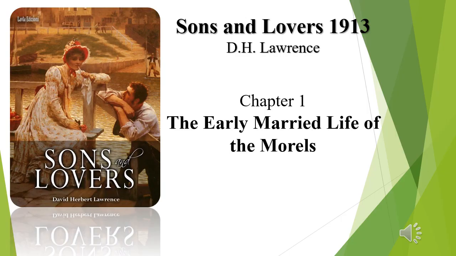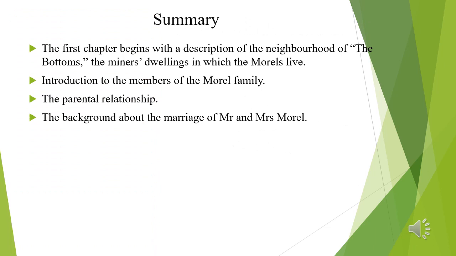So, this lecture is going to be about Chapter 1 and the early married life of the Morels. So, let's get started. As a literary technique, the novel is told from a third-person perspective, but the narrator is closest to Mrs. Morel. The narrator is partially omniscient. He can narrate the thoughts of Mrs. Morel, but not of the other characters. Throughout the novel, the perspective of the narrator changes, so the best description of the narrative mode of the novel is probably third person omniscient.